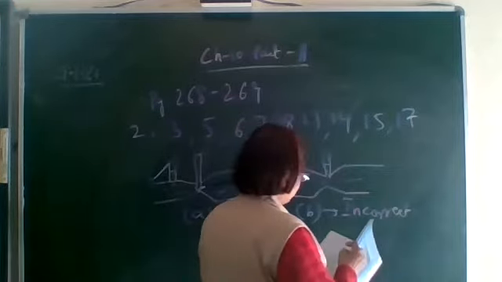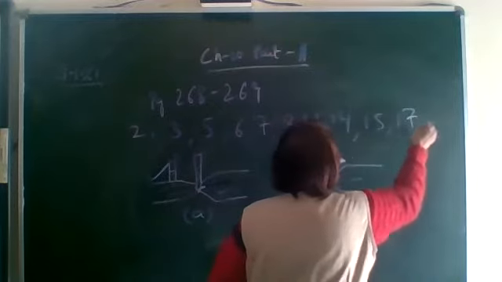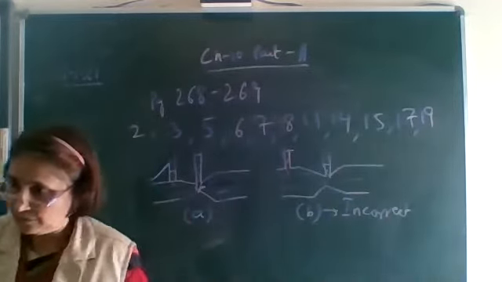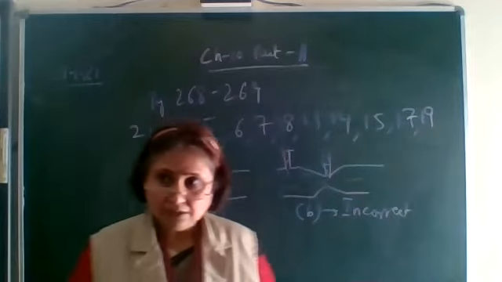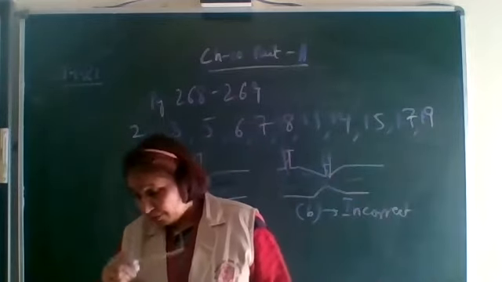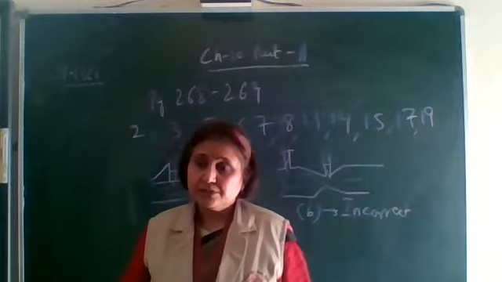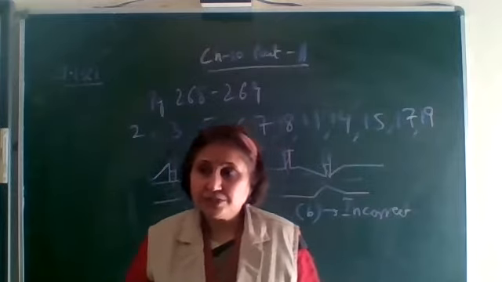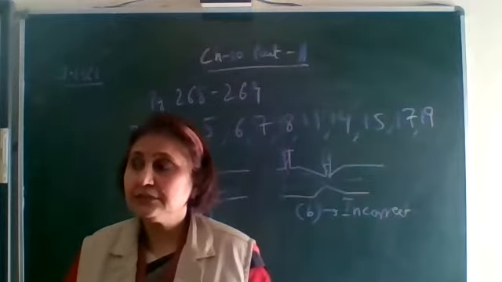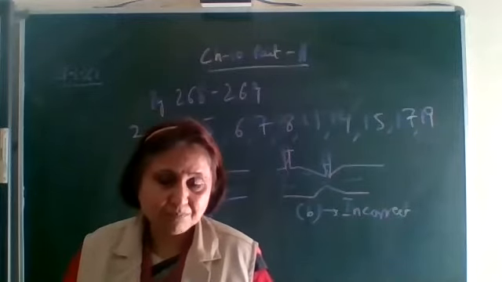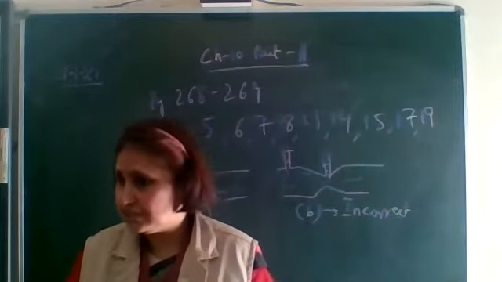What is the pressure inside a drop of mercury? Pressure inside a liquid drop. A drop of mercury is a liquid drop only. What is the pressure inside a liquid drop? We have derived its expression. The pressure inside a liquid drop is given by 2s upon r, twice the surface tension upon r.